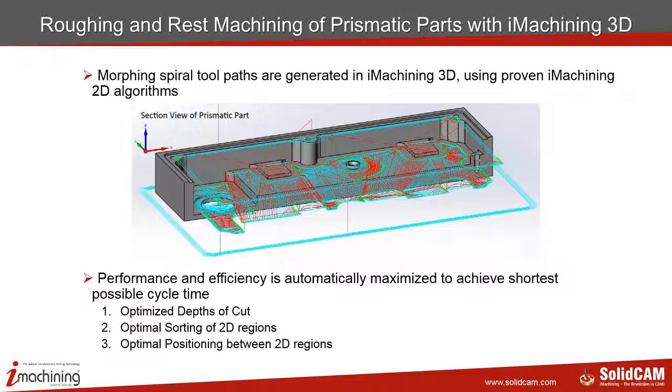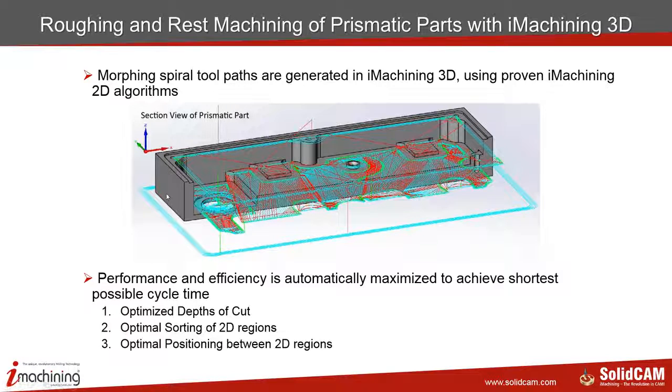And then it does what we call an optimized depth of cut, where it starts moving up to different flat areas. Since all that material was cleared away already, now when it moves up, it has a lot less to actually clear away. But not only that, it does what they call an optimal sorting of 2D regions, where it'll work separately on each region before it works in another area. This actually optimizes the positioning between 2D regions.